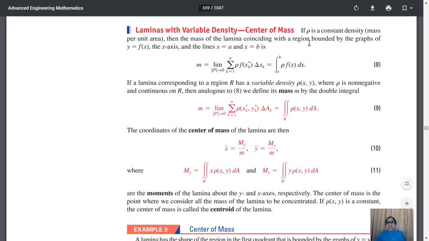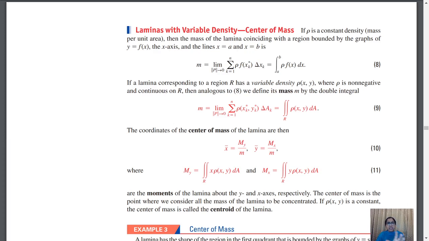Here, first we consider the single integral case. If rho is a constant density, then what is the mass of the lamina coinciding with the region bounded by the graph of y equal to f of x, the x-axis, and the lines x equal to a and x equal to b? Then the mass of the lamina is given by m is equal to limit norm P tends to 0 summation k equal to 1 to n of rho into f of xk star into delta xk.